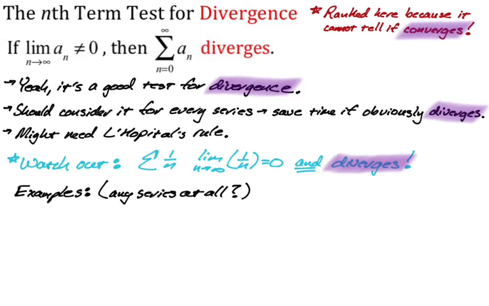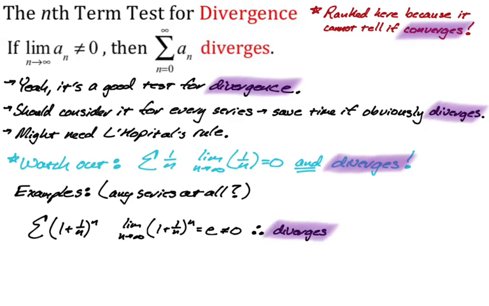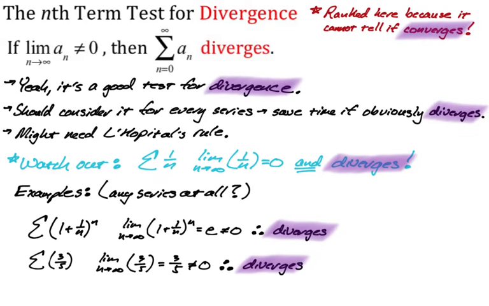So maybe on this, the limit as n approaches infinity of this is famously equal to e, which is definitely not 0, so that series diverges. If we're just doing 3/5, so not 3/5 to the n, just 3/5, the limit as n approaches infinity is 3/5, which is definitely not 0, so that would diverge. So it's a good test for divergence. It is a useless test for convergence, and so that is why I've given it a C ranking.